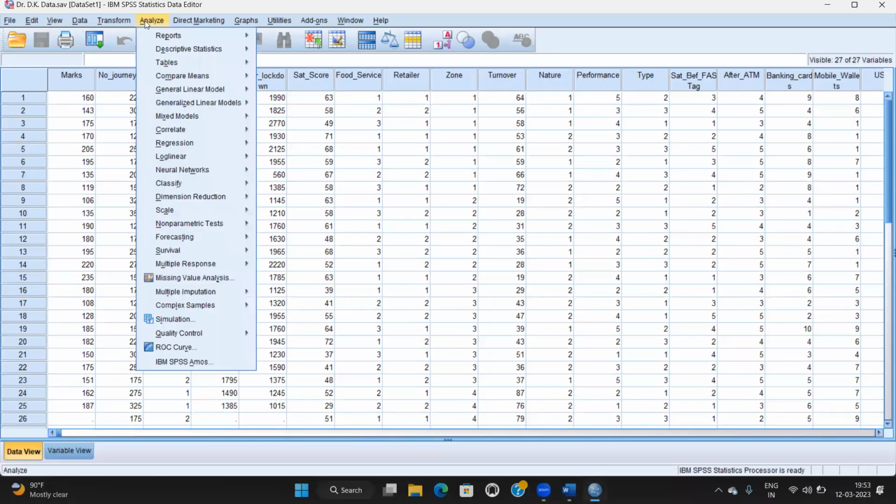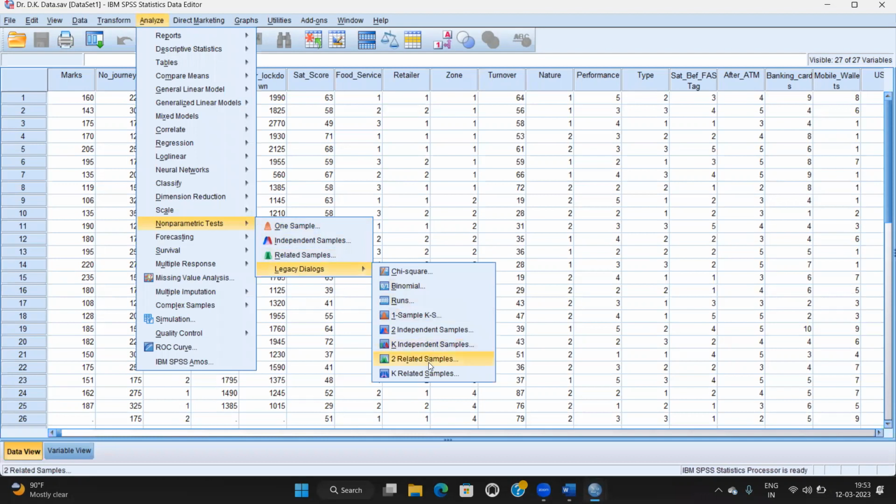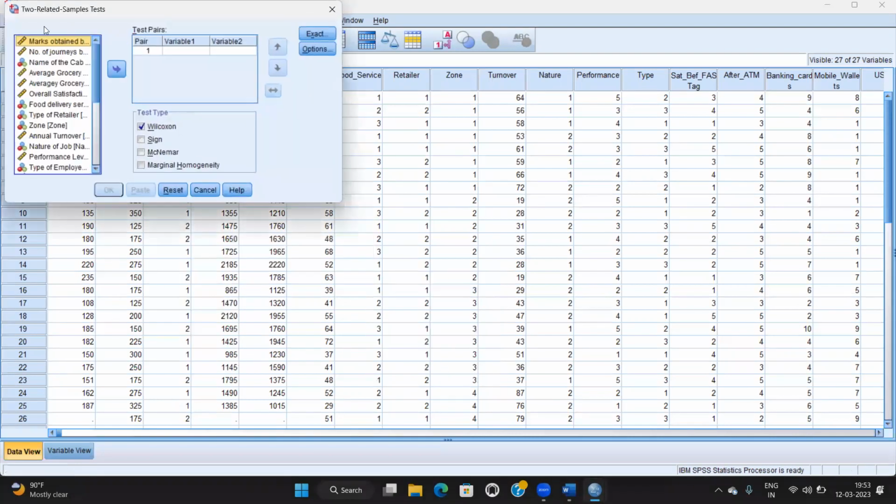Once again, go to Analyze, Non-parametric Tests, Legacy Dialogs. Now, 2 Related Samples. Because how many samples are there? Only 1, but how many data are there? 2, that is before and after. So they are related samples. Sample is only 1, but since the number of data is 2, we call it related samples. Earlier it was called 2 Independent Samples. Now it is called 2 Related Samples. So we select 2 Related Samples.